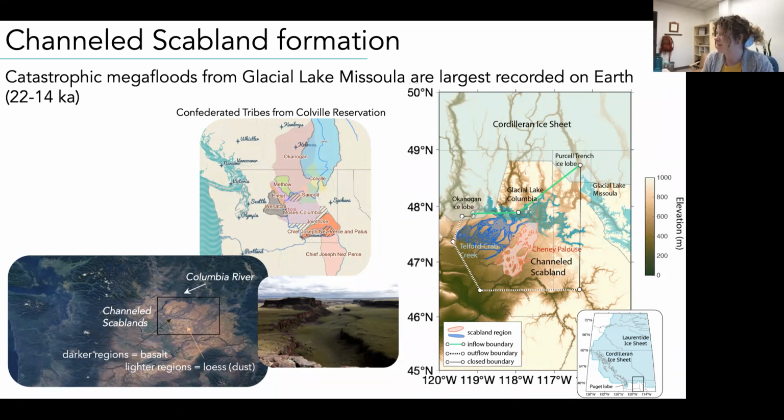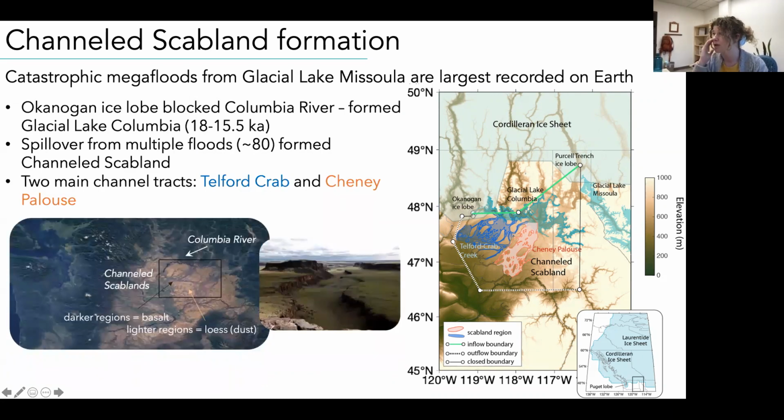These floods happened from 22 to 14,000 years ago. I'm including this map of Native American people who lived on this landscape, just to point out that there were people living here at the time who saw some of these floods, and stories of these megafloods are recorded in oral histories and legends. Scouring of the Channeled Scabland likely occurred while the Columbia River was dammed by an advancing Okanogan ice lobe.